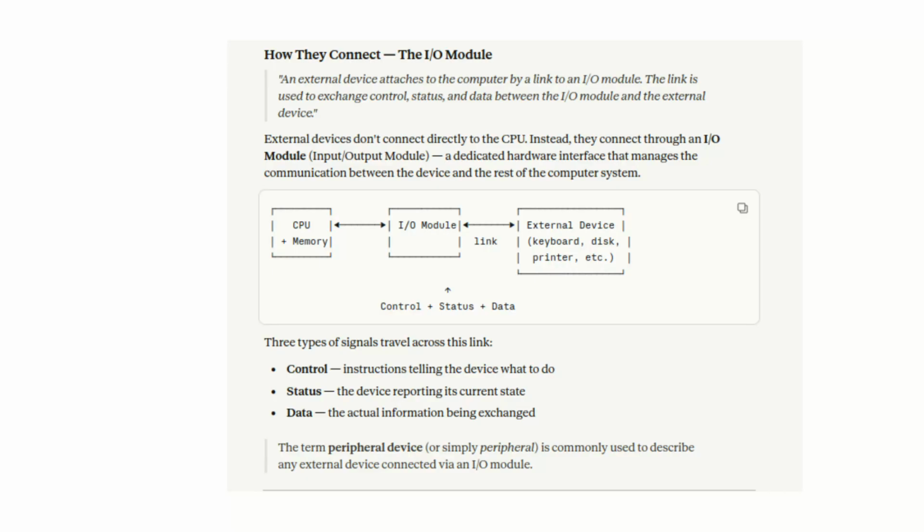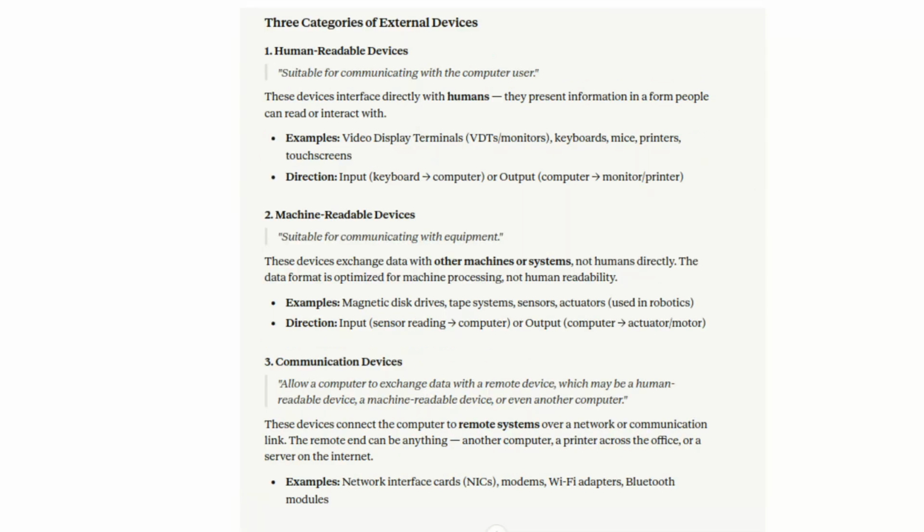So there is a link, and through this link control, status and data signals will go. Control signals tell the device what to do. Status signals say the current status of the device. Data signals are the real content which is going to transfer between them. Then I told that there are three categories of external device: human readable, machine readable, and communication devices.